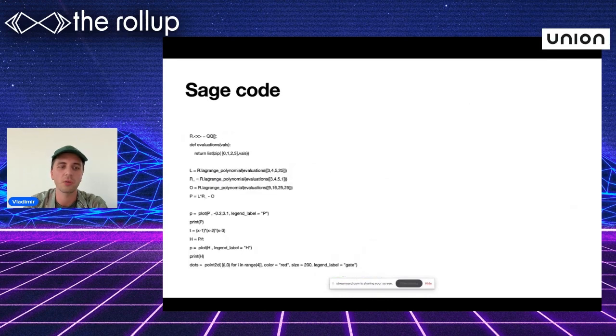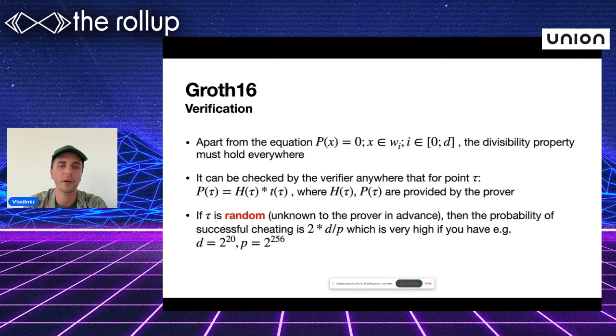This is the Sage code, just if you're interested to reproduce the graphics. So how is it verified? Apart from the P being 0 only at gates, the divisibility property must hold everywhere. So we can also check it everywhere.